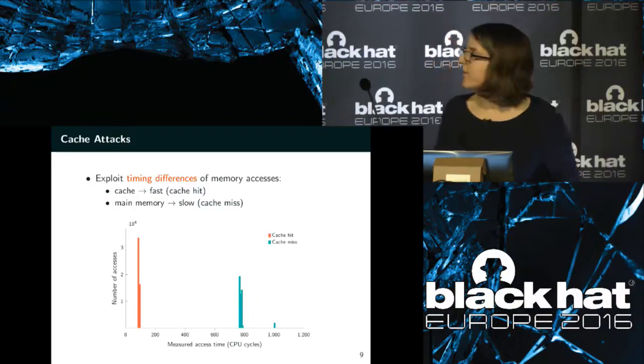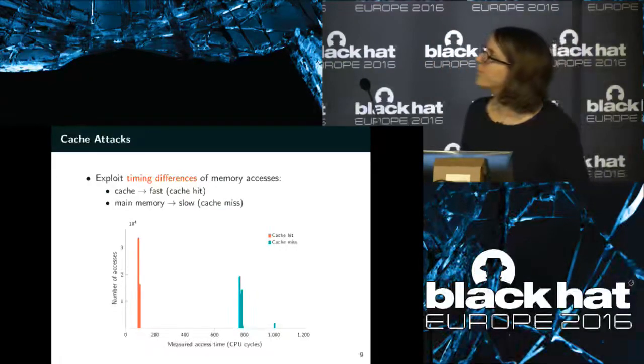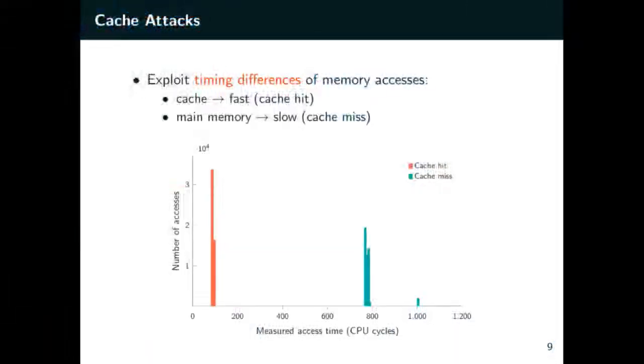Now, you can clearly see the difference between cache hits here and cache misses here. And this is basically what we always start to do when we mount a cache attack. We time the cache hits and the cache misses, and then we can have some threshold because we know that we will never have any cache miss below 700 CPU cycles. And then just by measuring the time an access takes, we can say it's a cache hit or it's a cache miss.